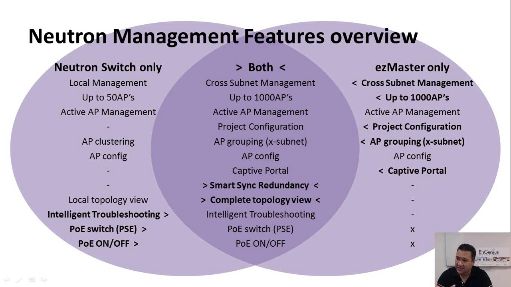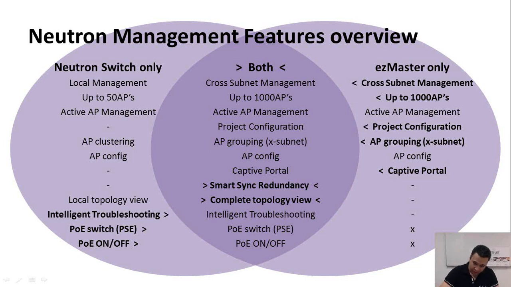So in this slide, it shows the functions that you will have if you only use the switch as a traditional Neutron solution, or if you only use the ezMaster. But this is how we initially want to set up the combination of using the switch with the ezMaster. That means you have the 1,000 access point management capacity from the ezMaster, and you also have the smart sync redundancy, the complete topology view, and the other functions that belong to the switch inside the whole deployment.